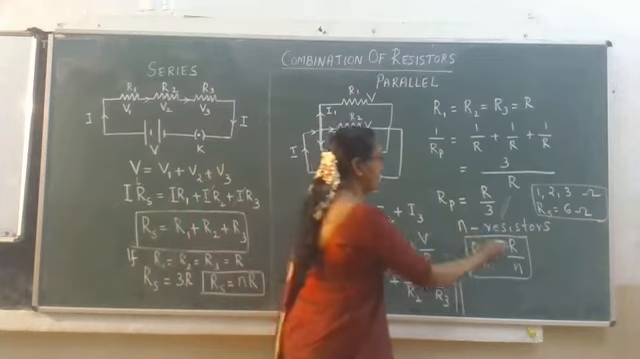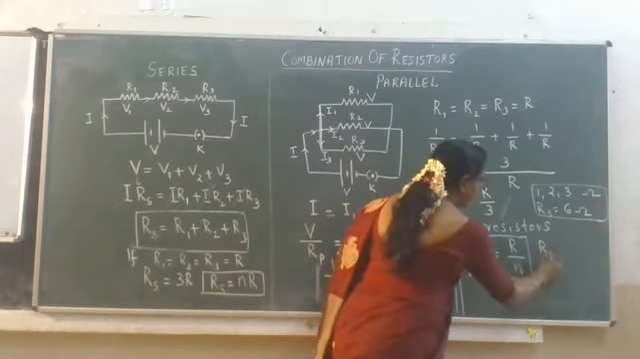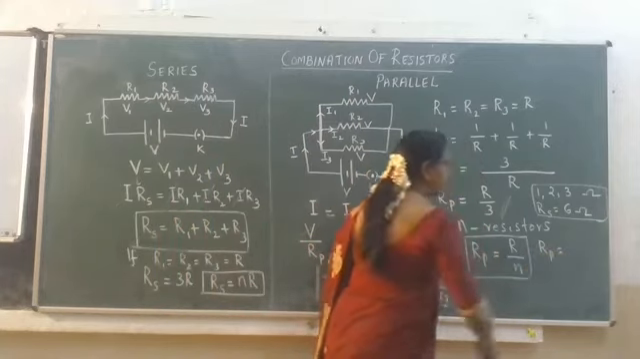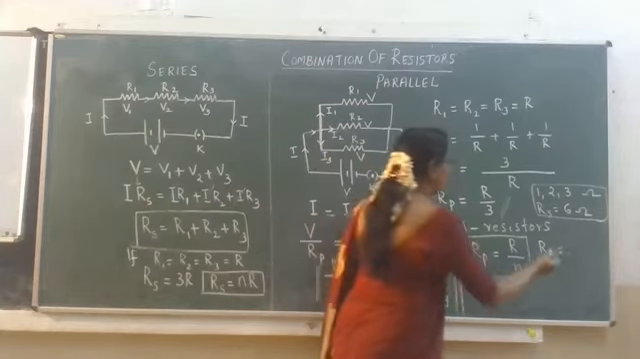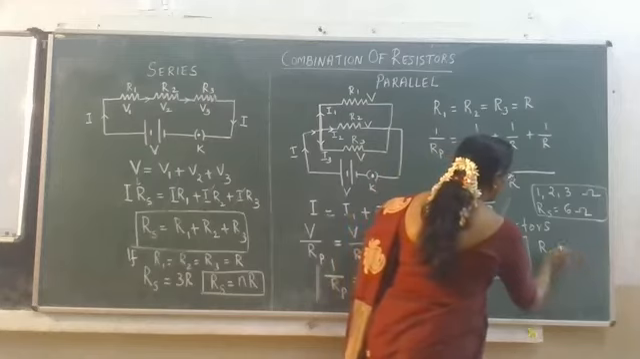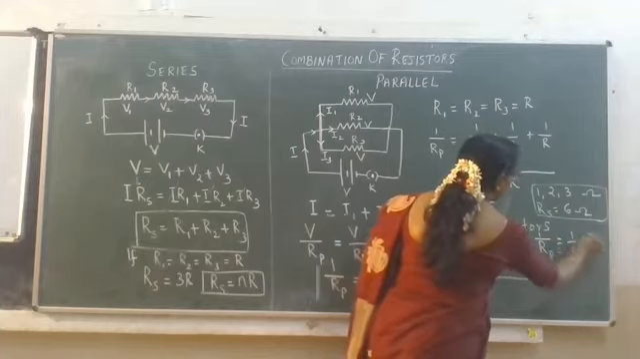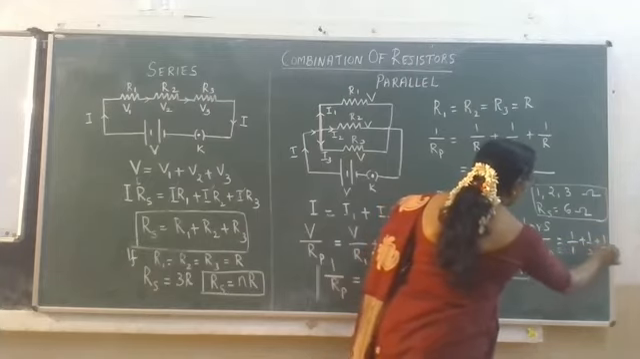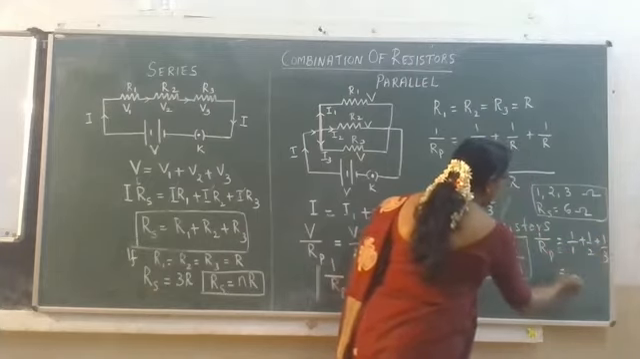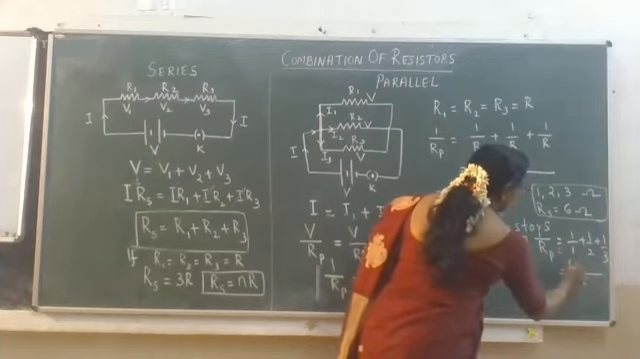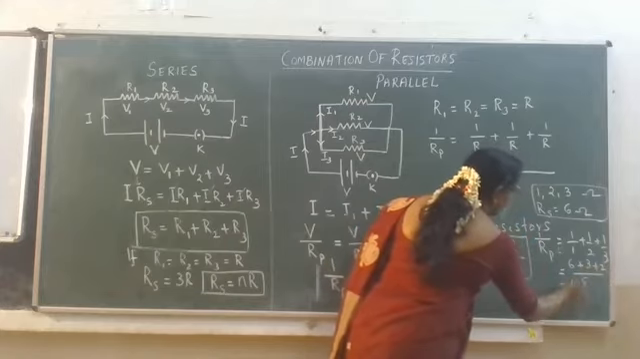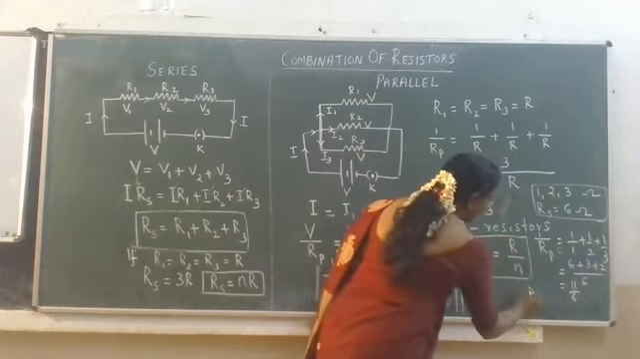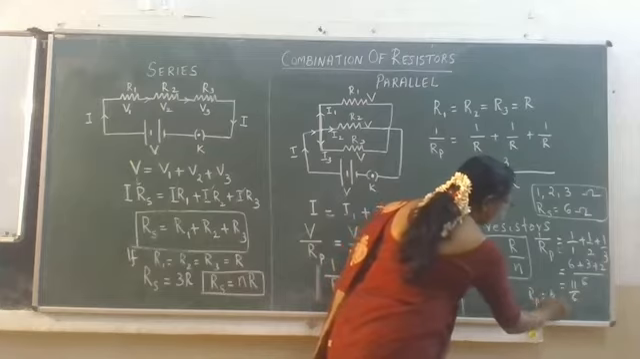The same thing if you connect in parallel. Rp, if you are connecting, 1 by Rp is equal to 1 by 1 plus 1 by 2 plus 1 by 3. If you solve, it will be lesser than 1. So if you take the LCM, 6, so 6 plus 3 plus 2, that is 11 by 6, or Rp is equal to 6 by 11.